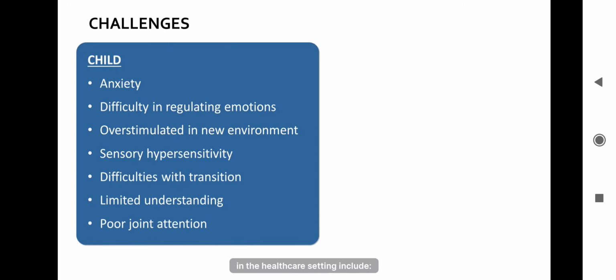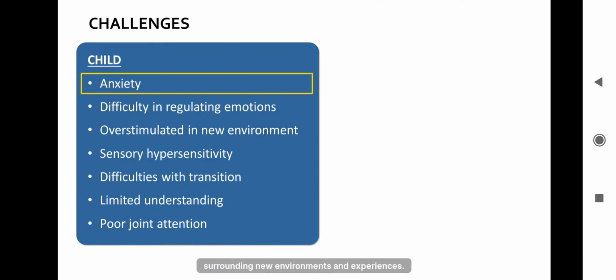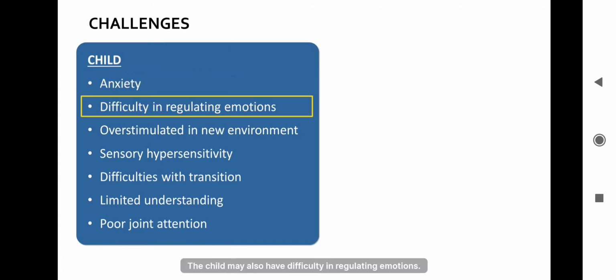The challenges of interacting with a child with autism spectrum disorder in the healthcare setting include: the child may experience significant anxiety surrounding new environments and experiences. The child may also have difficulty in regulating emotions. This may manifest as extreme distress, for example, meltdowns, head banging, throwing oneself on the ground, screaming and crying and throwing objects, or even running away.